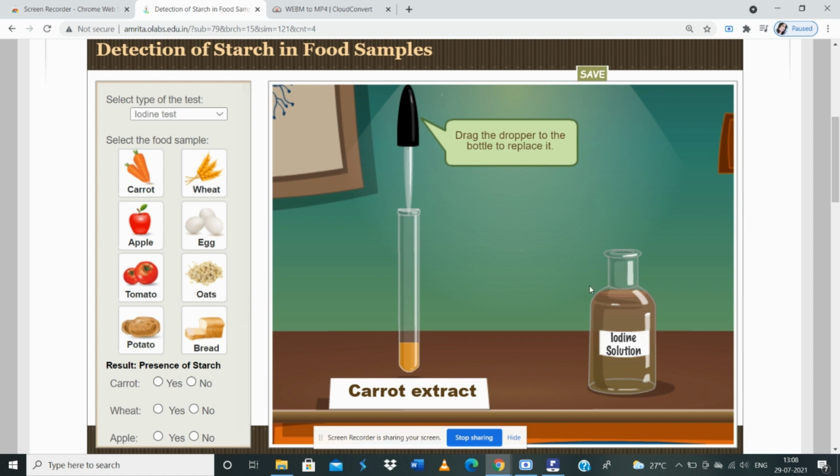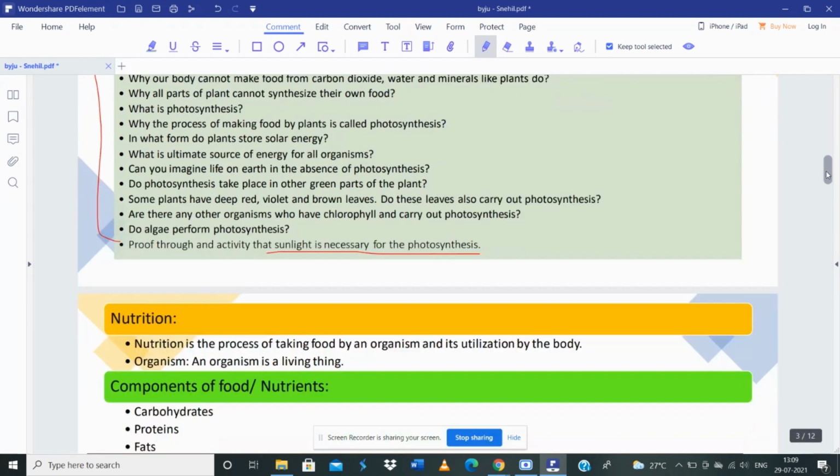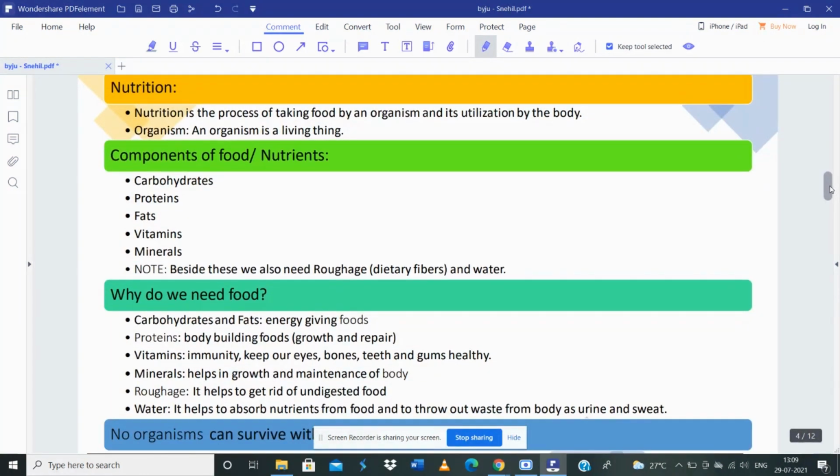We will use this iodine test to perform another activity, where we have to prove that sunlight is necessary for photosynthesis. We will perform this at the end of this class, because before performing this activity, it is important for us to build our understanding and our concept. So without wasting any time, let's get started.